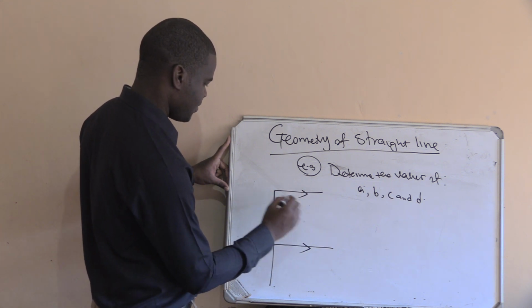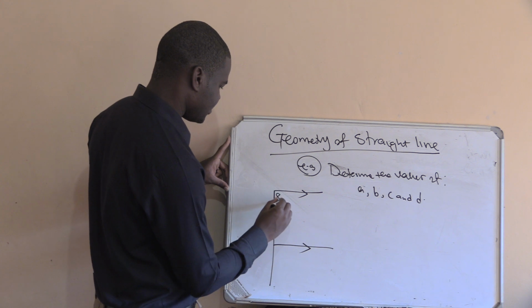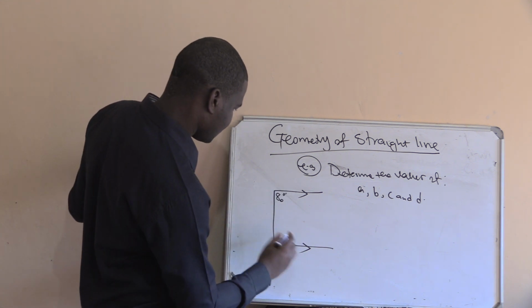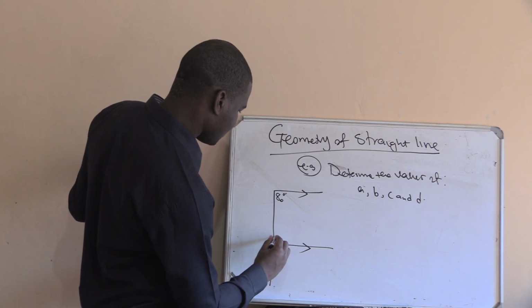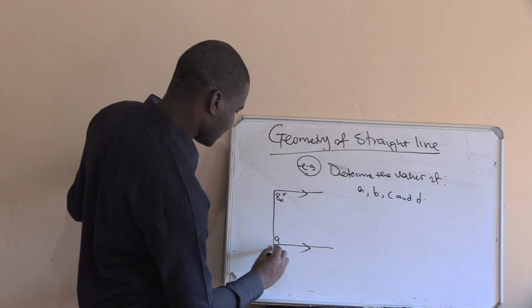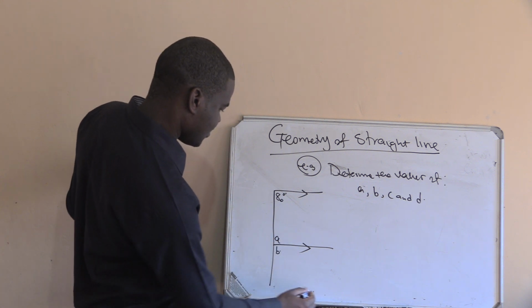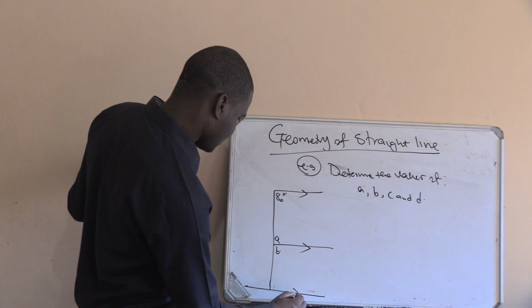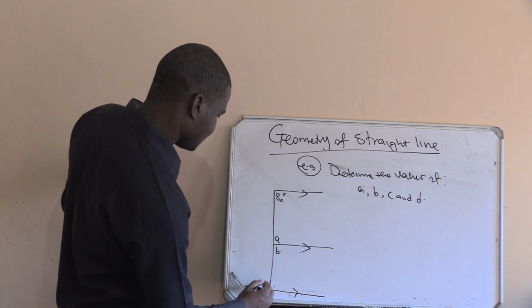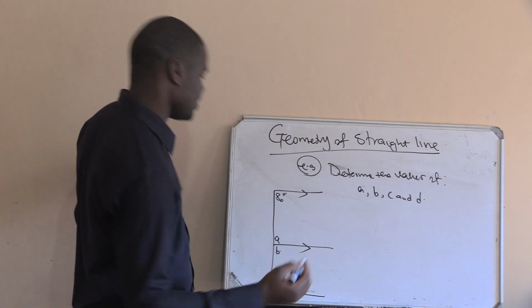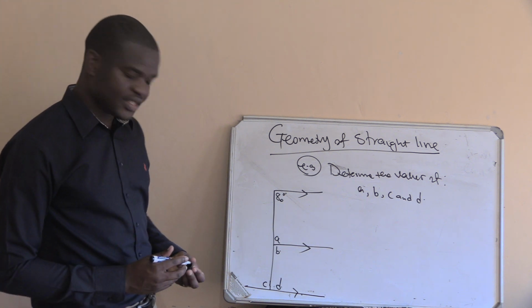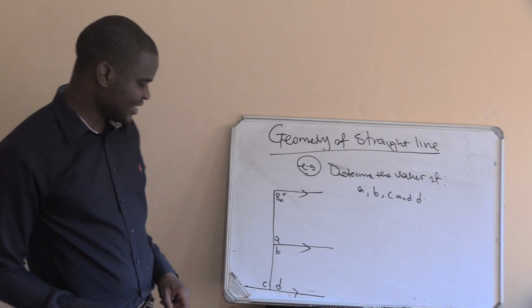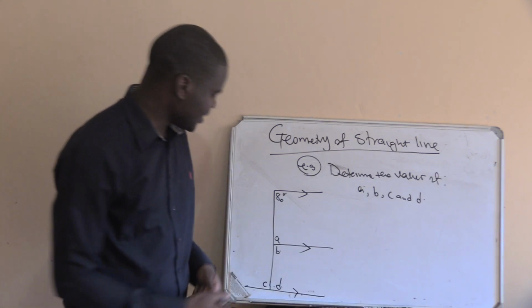You see, here I'm having 80 degrees. And then here I'm having my A, here I'm having my B, and then I want to have another one here, then A, B, C, D. See? Look at this diagram that we're having. We're looking for A, B, C, and D. See? Now let us start.